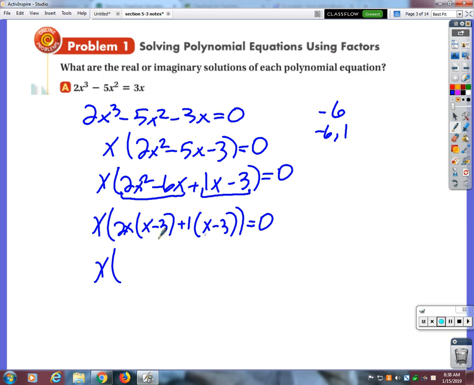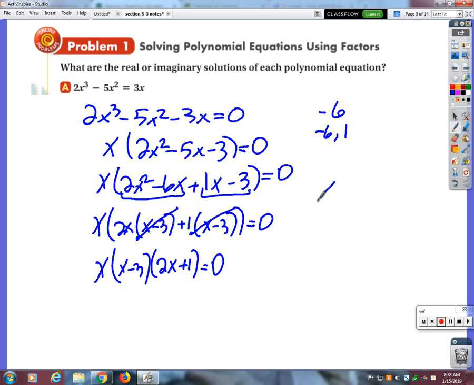An x minus 3. So I'm going to factor out that x minus 3. If I factor an x minus 3 out of here, what's left? If I take this x minus 3 away, what's left? 2x. And if I take this x minus 3 away, what's left from there? Plus 1. Okay, equals 0. So that is it in its completely factored form.